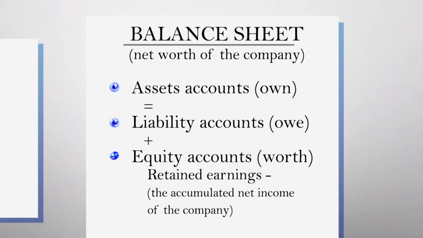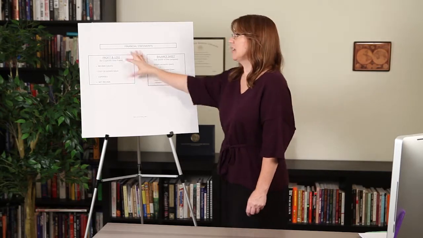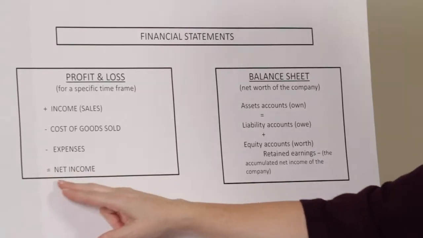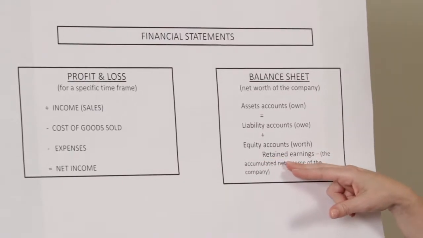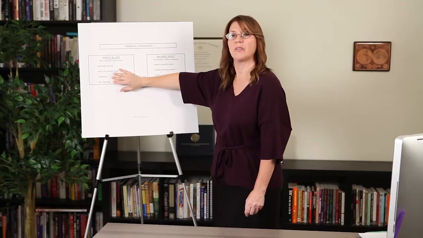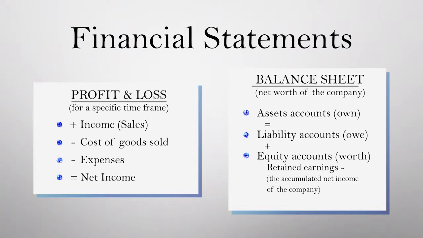Retained earnings is one of those equity accounts, and that is the accumulated net income for all the time the company's been in business. So each and every month, when you have an income statement, a profit and loss, this net income is going to be transferred over to the retained earnings account on the balance sheet. Then these income and expense accounts go to zero, and the first of the following month you start all over again. These two reports need to make sense in order for you to understand the accounting equation.